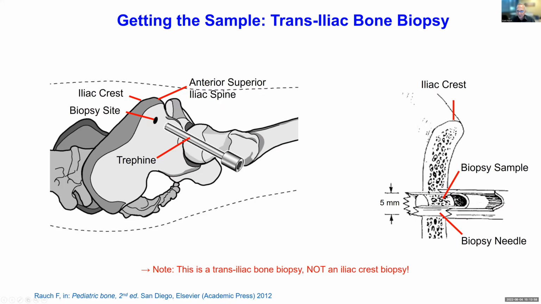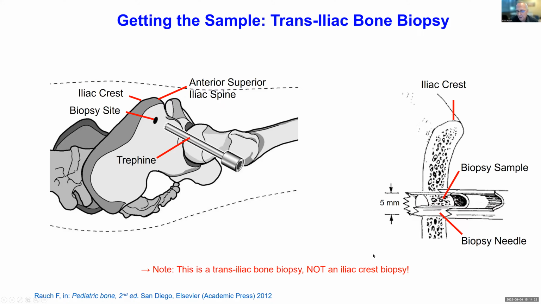And then, as shown on the right side, you can see that you take a biopsy by going through the ilium with your biopsy needle. And that biopsy needle should be about 5 millimeters in diameter, so you have enough bone inside, because what's inside of the biopsy needle is then your biopsy sample.